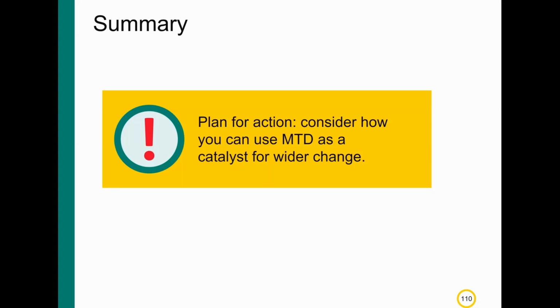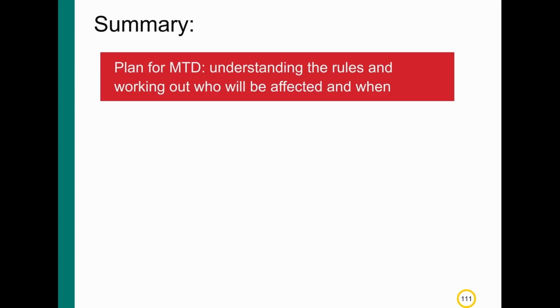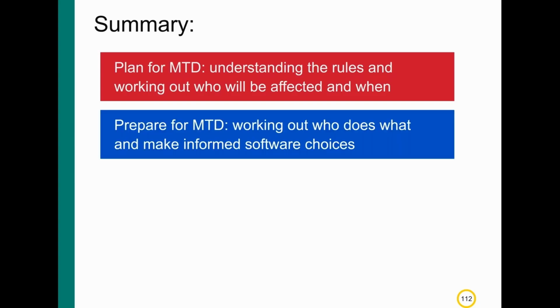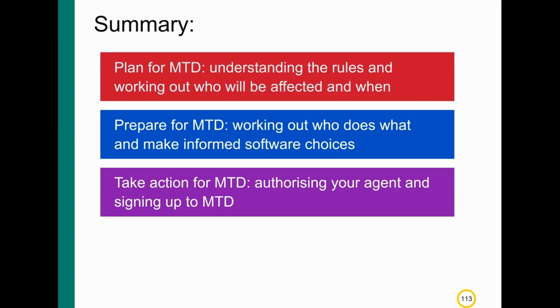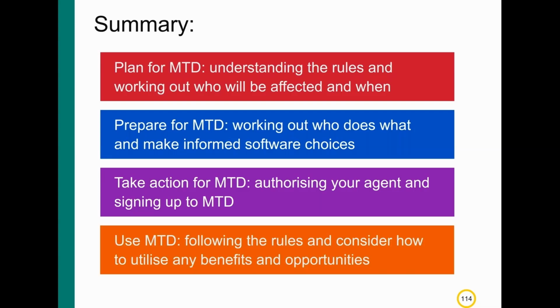We have covered planning for Making Tax Digital for income tax, understanding the rules and working out who will be affected and when. We then explained how to prepare for Making Tax Digital for income tax, discussed how to work out who does what, and how you can make informed software choices. We then went into how you can take action for Making Tax Digital for income tax, authorize your agent, and sign up to MTD. And finally, we covered using Making Tax Digital for income tax, following the rules and considering how you can utilize any benefits and opportunities.